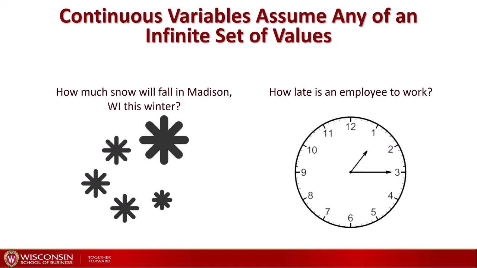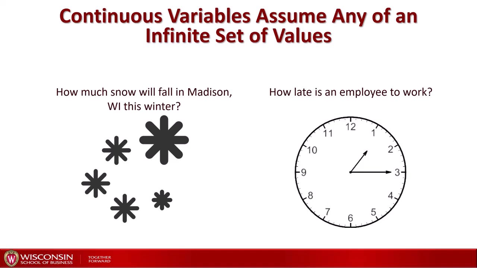Alternatively, we can look at continuous variables, and these are usually measurable amounts, things that you can measure with an arbitrary precision. For instance, we could look at how much snow will fall in Madison, Wisconsin this winter. It could be 15 inches, it could be 30 inches, or it could be 15.234 inches.